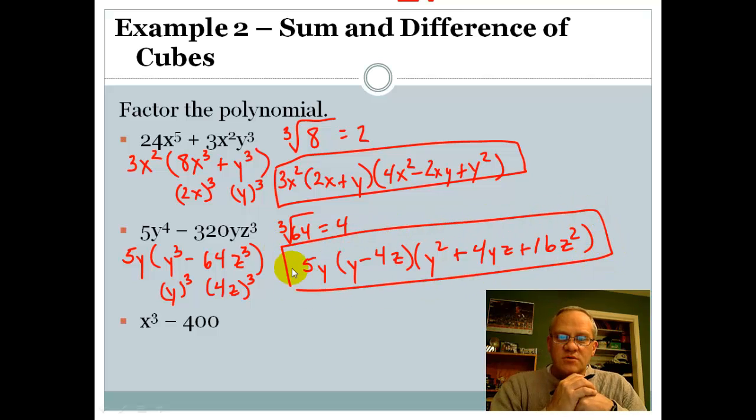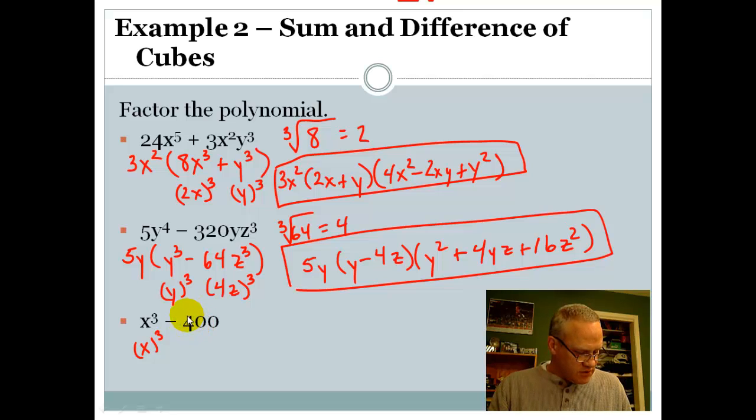So that's your completely factored polynomial there. Okay, last one. You notice you got x to the third down here. So you go, oh, that's good. X to the third, we know that's a cube. 400, we better check.